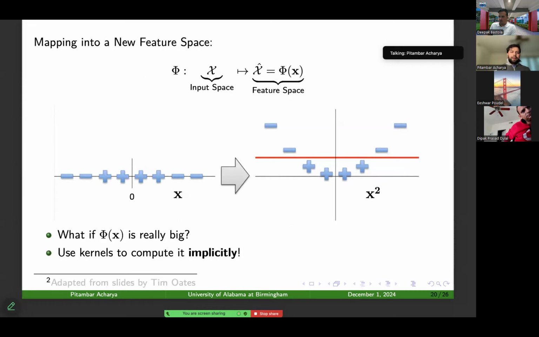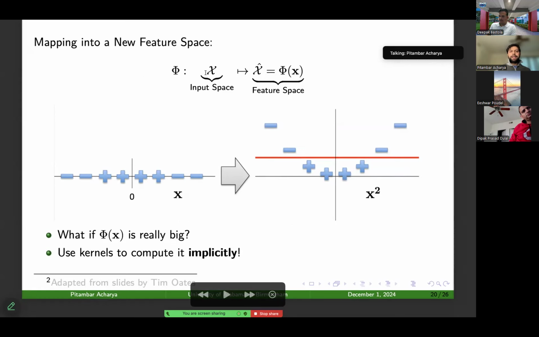Here, this is not possible if we have a linear boundary, because we have positive data, negative data, positive data, negative data. So we cannot separate the data. So in this condition, we can transform by a function phi.